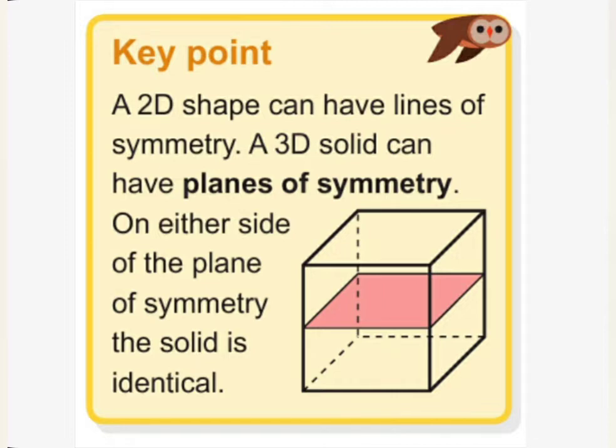We have something else, called planes of symmetry, in which a plane looks like that, and it divides the shape into two identical halves. It's the same idea, because a 3D shape must have a plane to divide it, not a line. On either side of the plane of symmetry, the solid is identical. So the plane of symmetry divides the 3D shape into two identical halves. Now let me show you a question, and we will understand more about planes of symmetry.